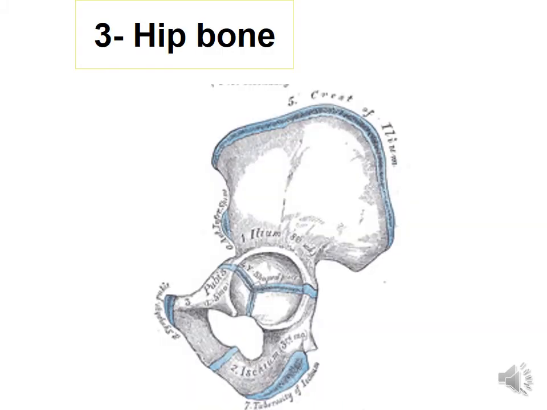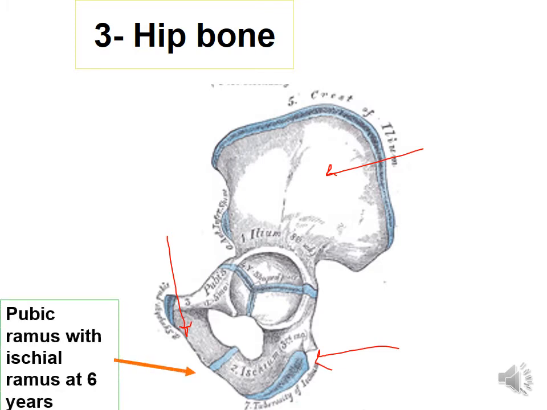Now let's move to the hip bones. The hip bone is formed of three bones: the iliac bone, the ischial bone, and the pubic bone. This is the iliac bone, this is the pubic bone, and this is the ischial bone. Okay, when do these bones unite together?